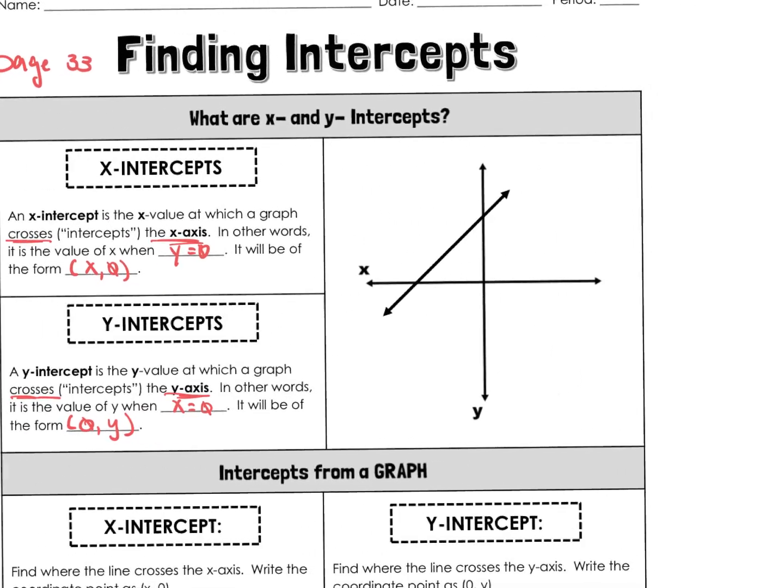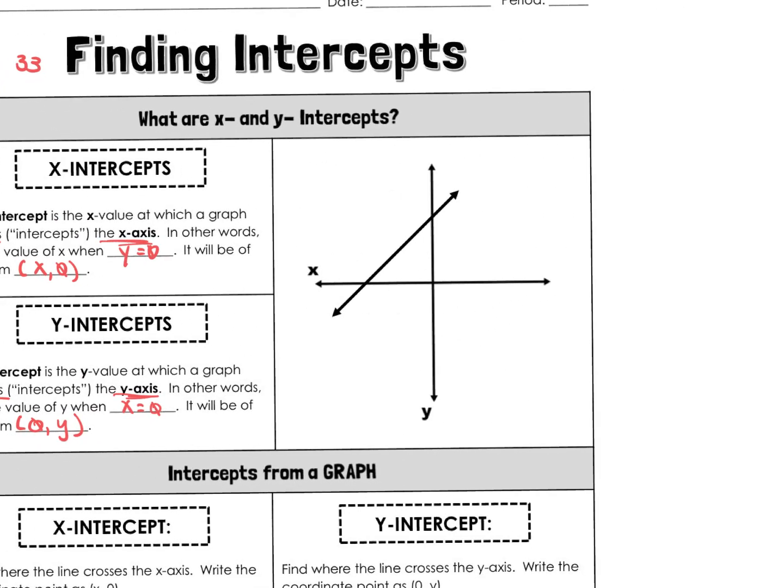If you take a look at our graph, this right here is where the graph crosses the x-axis, and it is (x, 0). This is where it crosses the y-axis, and it is (0, y). This is the x-intercept, and this is the y-intercept.